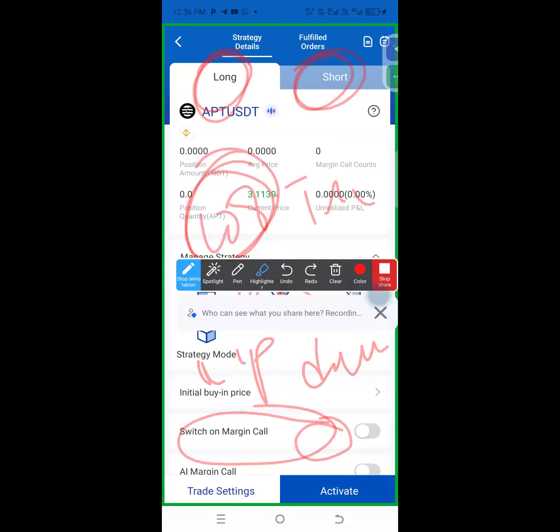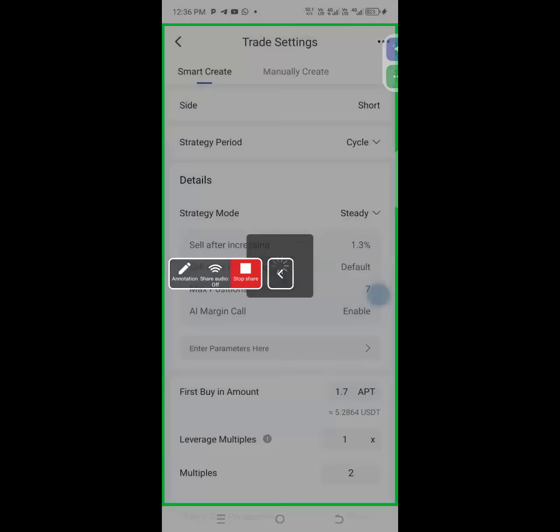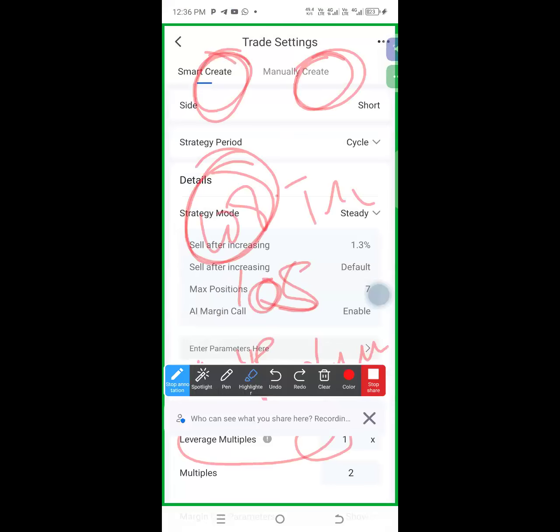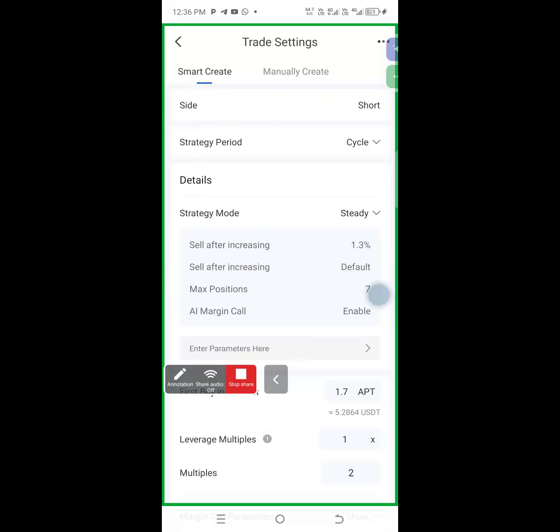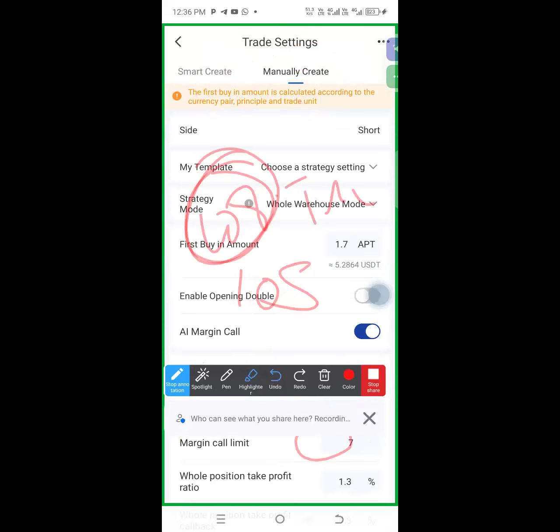Long simply means the trader is predicting the price to go up, and short simply means the trader is predicting the price to go down. Right? Good. Now, the next thing is this. After clicking on short or long, you come to trade settings. We have the smart create and then the manually create. Come to manually create. Over here, this is the only thing I'll talk about, then we bring the session to an end. I'm already exhausted.